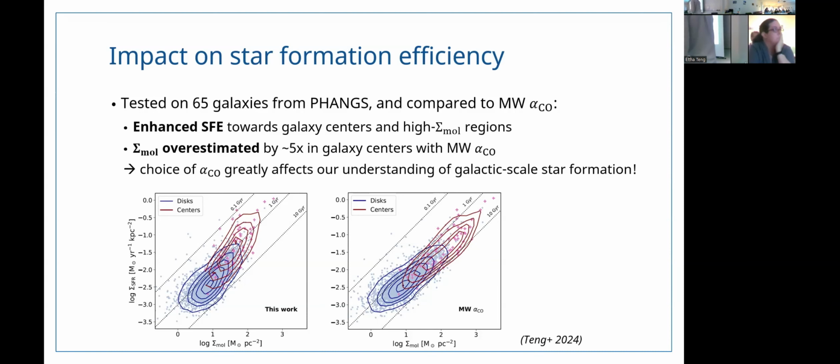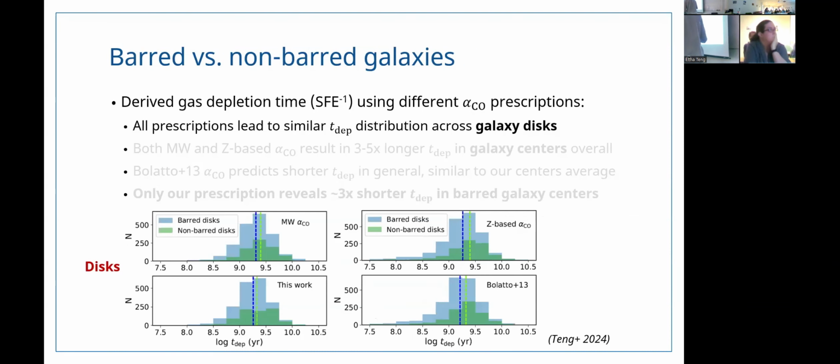And even more interestingly, we further separate barred and non-barred galaxies, and we compare the derived gas depletion time using different alpha CO prescriptions, including the most commonly used Milky Way alpha CO and the metallicity-based alpha CO. Also, we want to compare our new prescription with the Bellato prescription, which tries to account for CO emissivity variations.